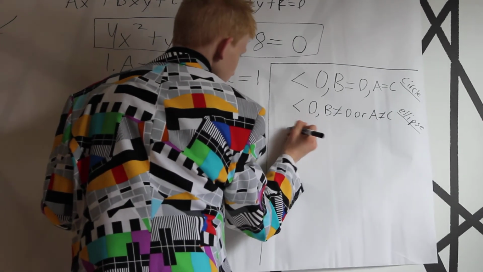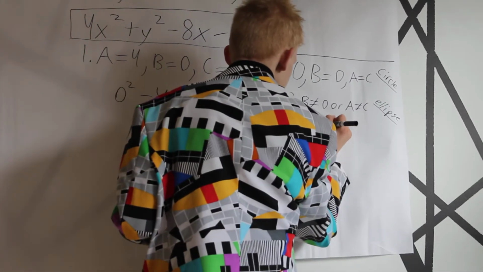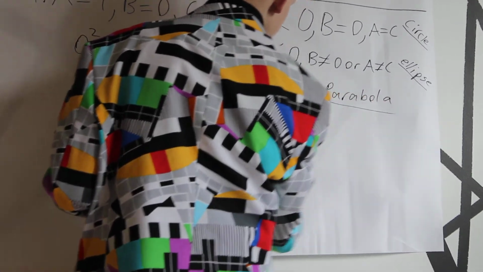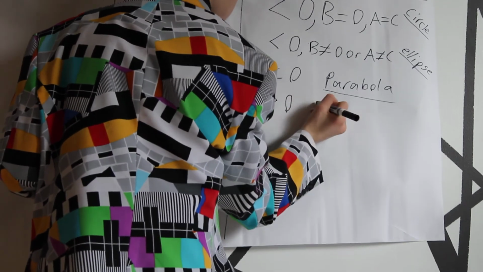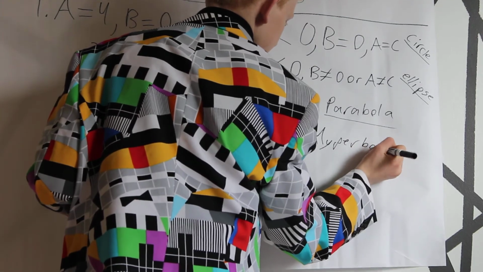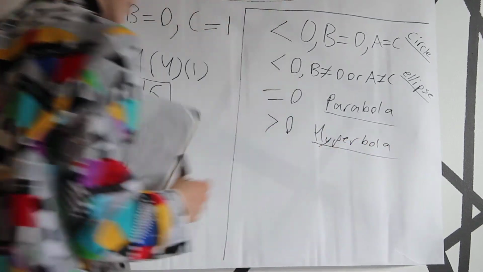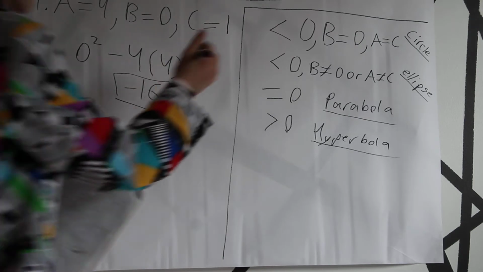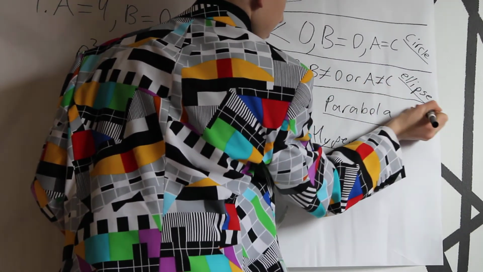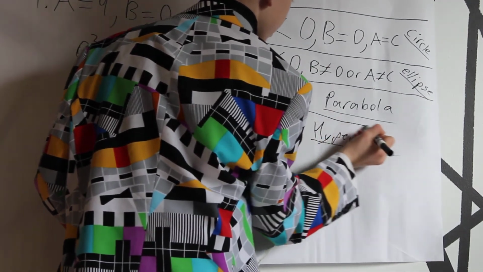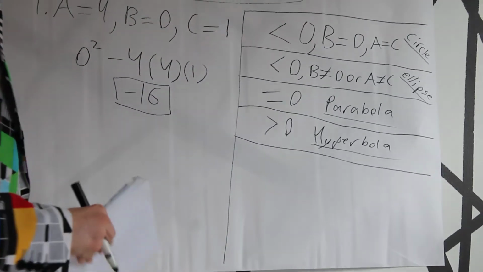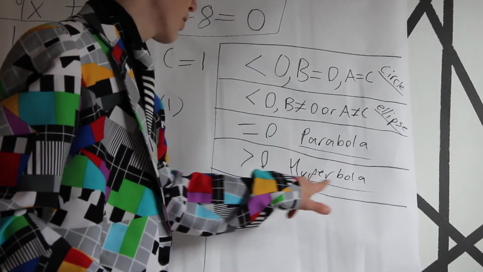If it equals 0, it's a parabola. And if it is greater than 0, it's a hyperbola. Got it? This you're just going to have to memorize. It's annoying, but just going to have to memorize this key concept right here. You're taking the discriminant and you are figuring out if it is a circle, an ellipse, a parabola, or hyperbola.